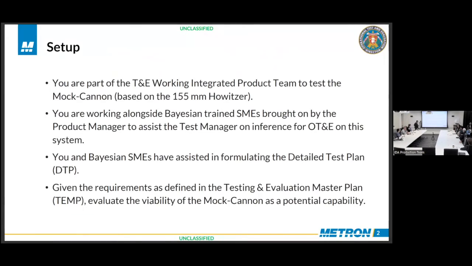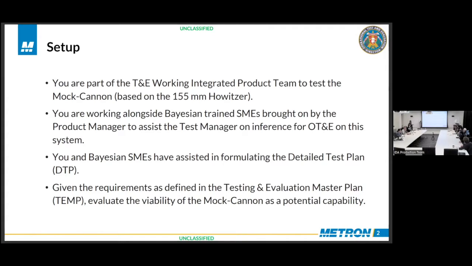All right, so here is the setup that we're going to be talking about for the rest of this part of the tutorial. You're part of the T&E Working Integrated Product team to test something called the Mach cannon. It's based off of the 155mm howitzer. You're working alongside Bayesian-trained SMEs brought on by the product manager on inference for operational testing and evaluation.